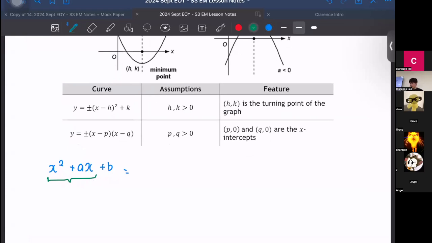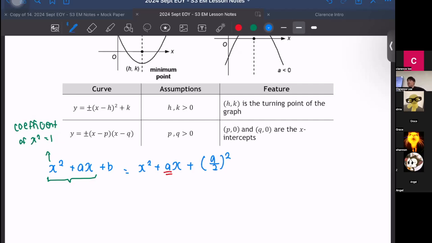Second thing to note is that you can only complete the square when your coefficient of x squared is 1. If it's not 1, you must factorize. Like I said, you only need your x squared and your x, so you just factorize out from x squared and x. From here, you have x squared plus ax plus your coefficient of x divided by 2, which means you get a over 2 squared. Once you have this step, you're almost there.